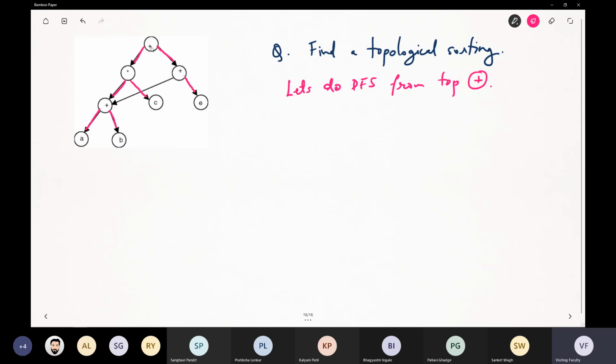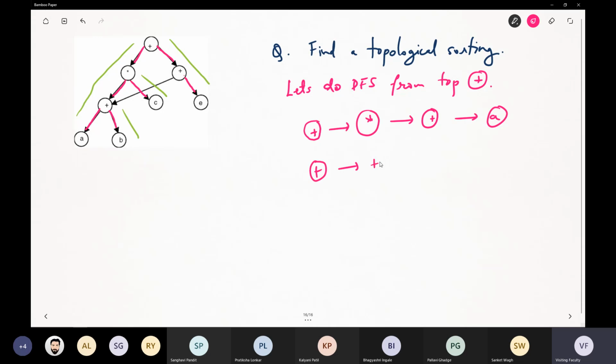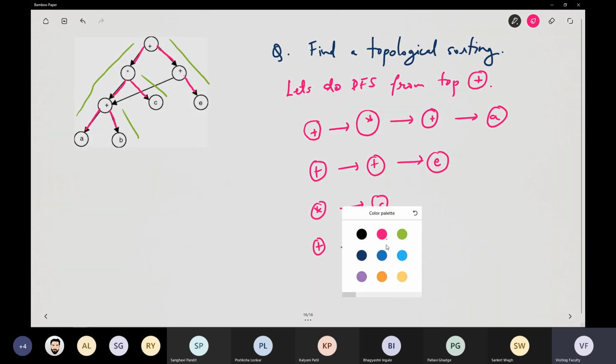The first path is this thing. Then you take the second path, the third path and then the fourth path. That's all. Let's write it down in that order. We have this vertex followed by this vertex followed by this vertex followed by A. Then the other path: a plus vertex followed by another plus vertex followed by E. The third path is star to C. The fourth path is plus to B. And between these, you don't do anything.